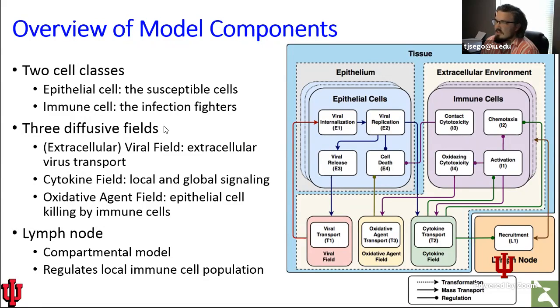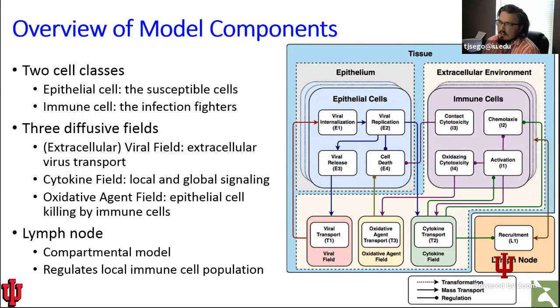Now, with these two cell types, we then also simulate 3 diffusive fields that our 2 cell type populations will be simulated in. Now, the first one is a diffusive field that represents extracellular virus transport around the cells.